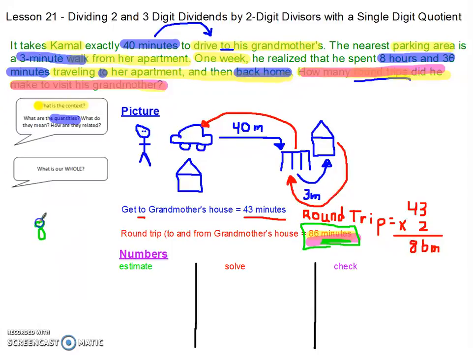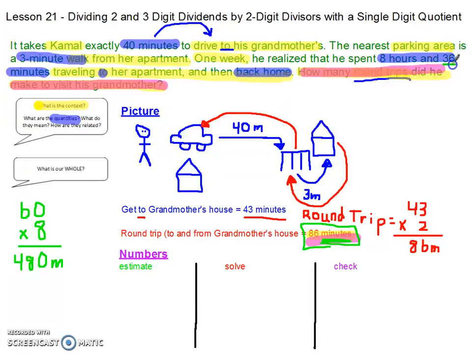8 hours, in 1 hour, there is 60 minutes. So to get my 8 hours into minutes, I'm going to multiply it by 60. So 8 times 0 is 0. 8 times 6 is 48. So in my 8 hours, I have 480 minutes.